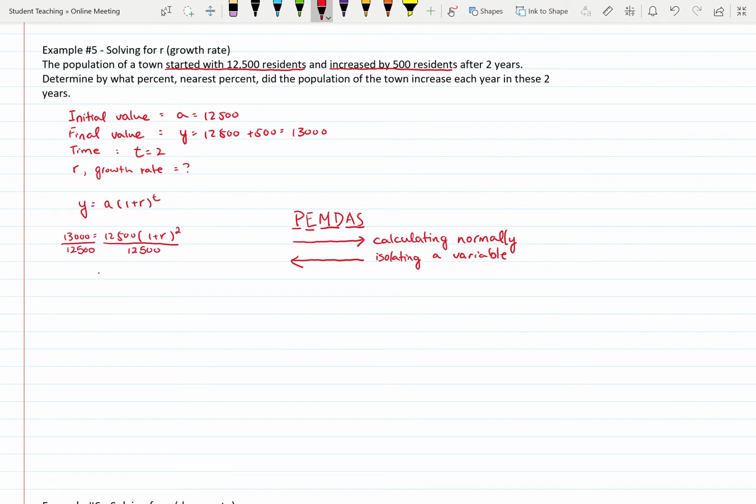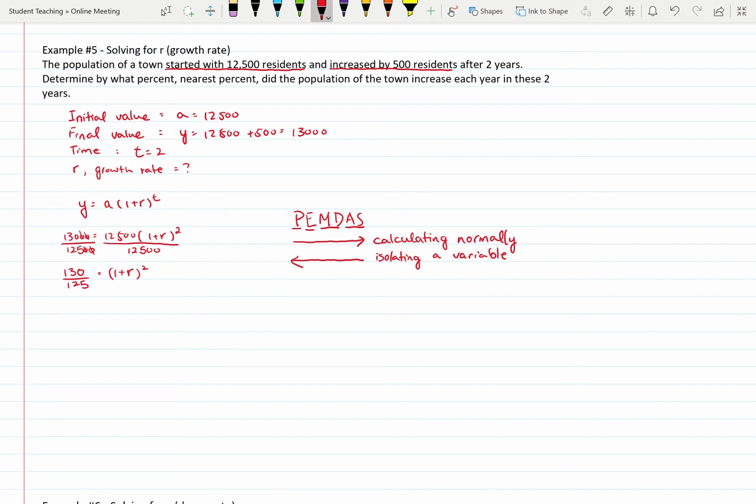Alright? So we get 1 plus r in parentheses, and then we can simplify this a little bit. You don't need to simplify that. You could just leave it as it is and then evaluate everything at the end. But I will simplify this a little bit. These two zeros sort of cancel out. So that gives us 130 over 125.